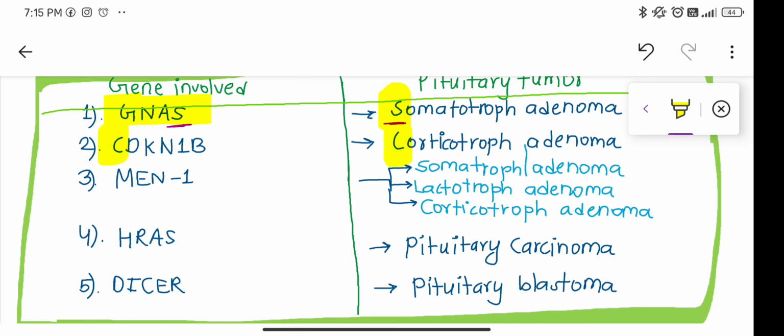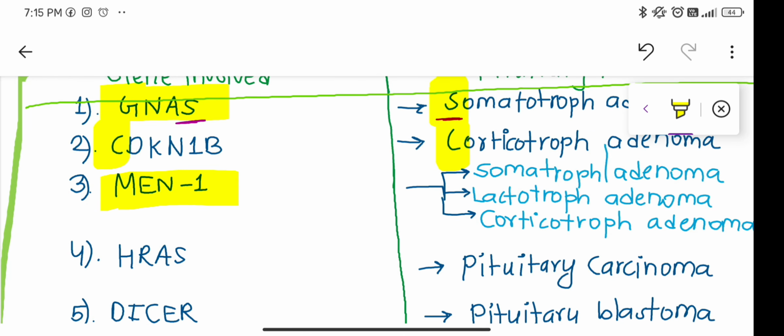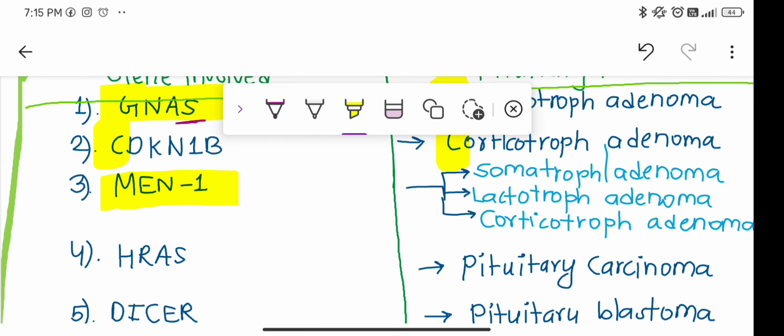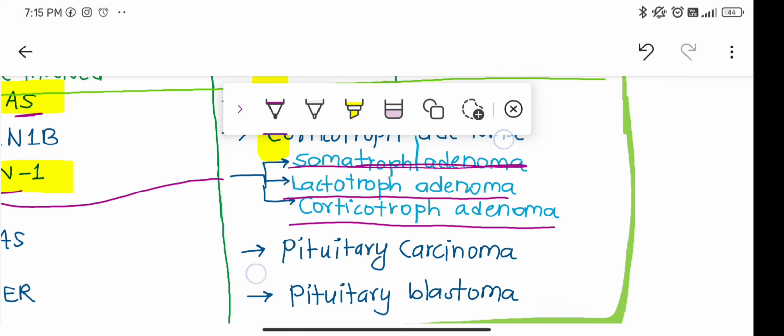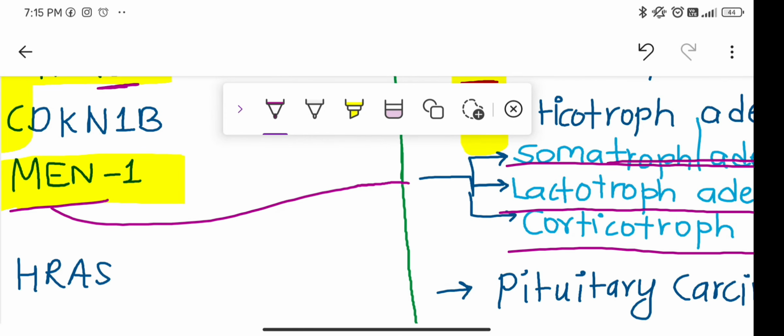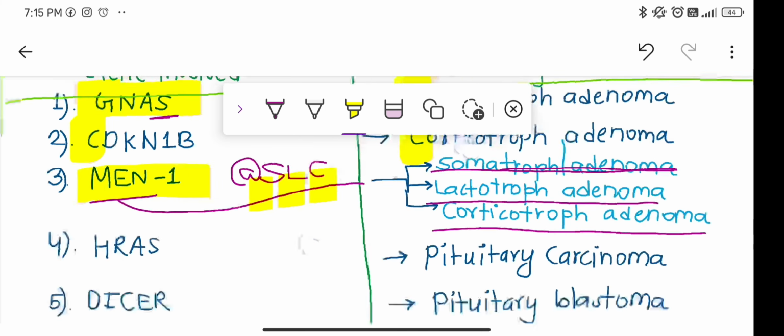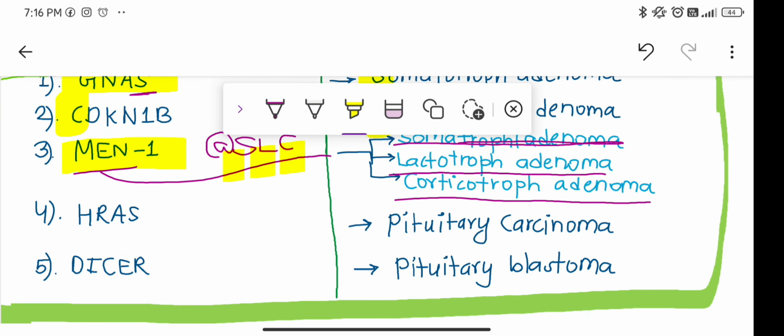Now next is the MEN1 type of gene. It is also important. MEN has 3 letters, which means involvement of 3 adenomas. It can cause 3 types of adenoma if it is involved. First would be somatotrope adenoma, lactotrope adenoma, and corticotrope adenoma. So you can remember it as the mnemonic SLC: somatotrope adenoma, lactotrope adenoma, and corticotrope adenoma. MEN means 3 letters, so you can memorize that it consists of 3 tumors.